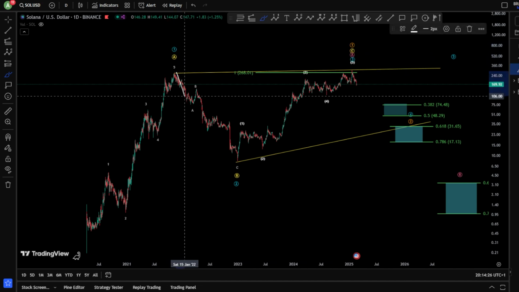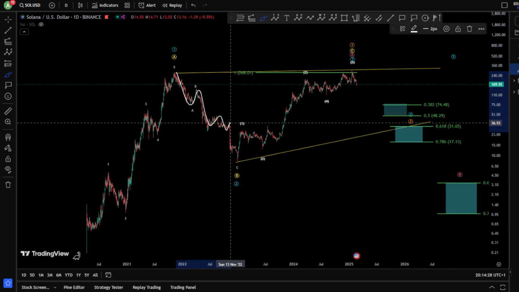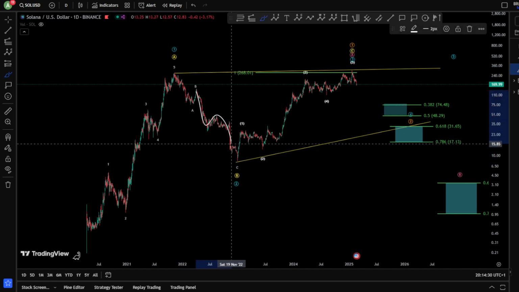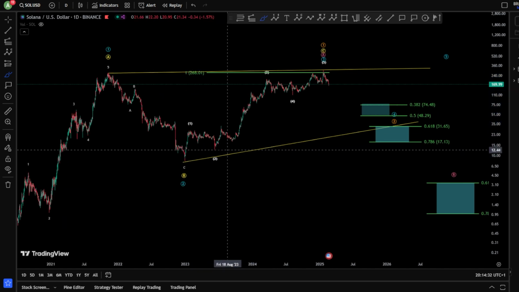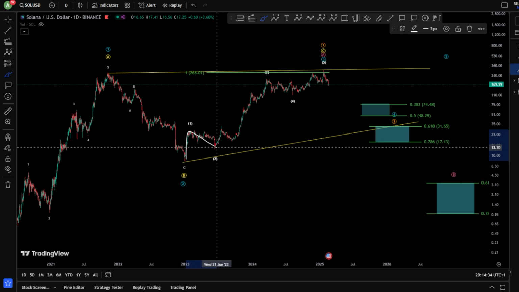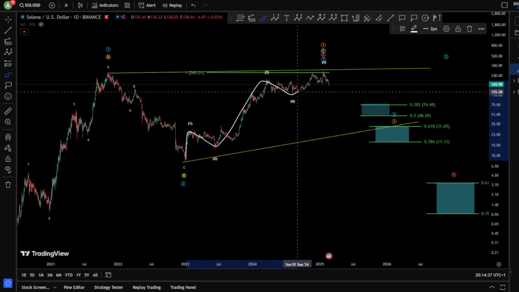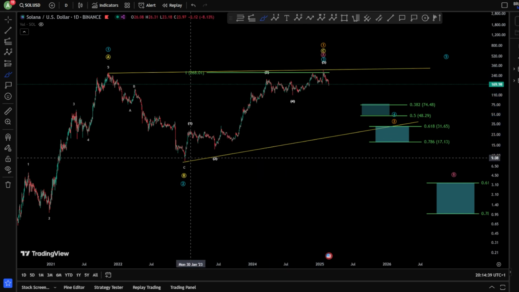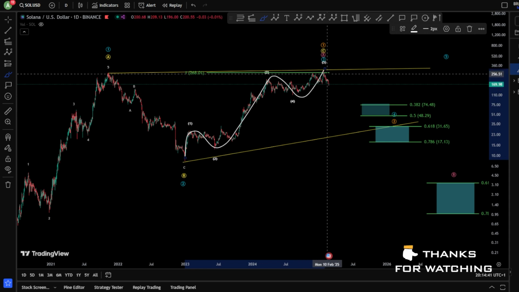So we have an impulse toward the upside finishing wave A or wave 1. In both case scenarios, you would seek an A, B, C correction. Your wave C is an impulse: 1, 2, 3, 4, and a 5. After this, of course, you're looking for higher prices in both case scenarios.